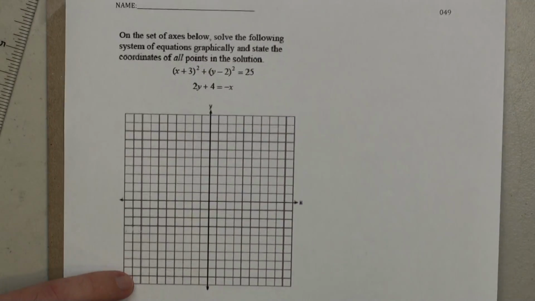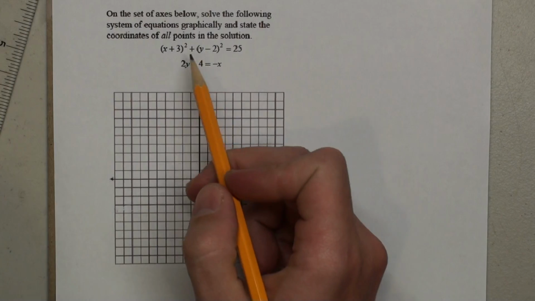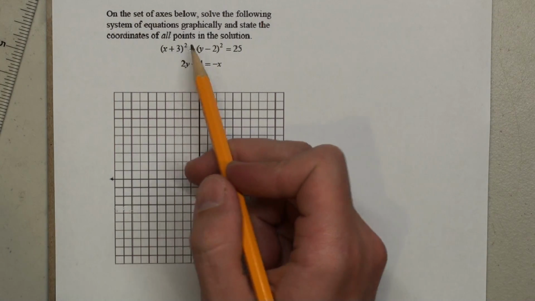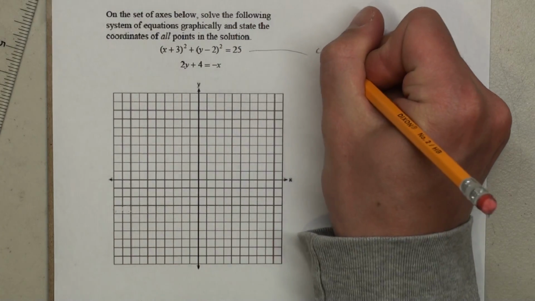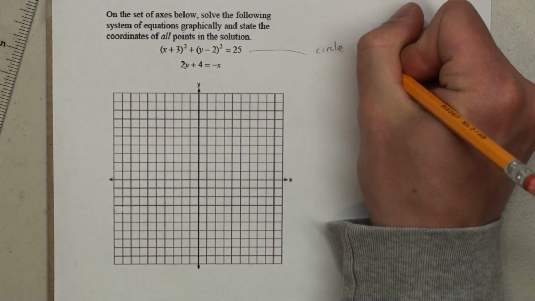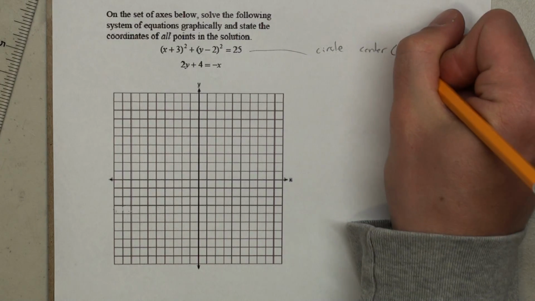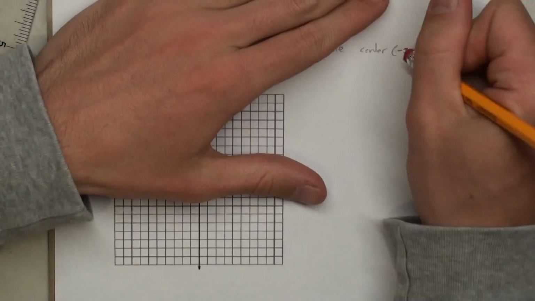Okay, that's 48. Last one of these, 49. This one's a circle, and I know that because I have two variables squared. I have a y squared and an x squared. Okay, so this is a circle, and the center is negative 3.